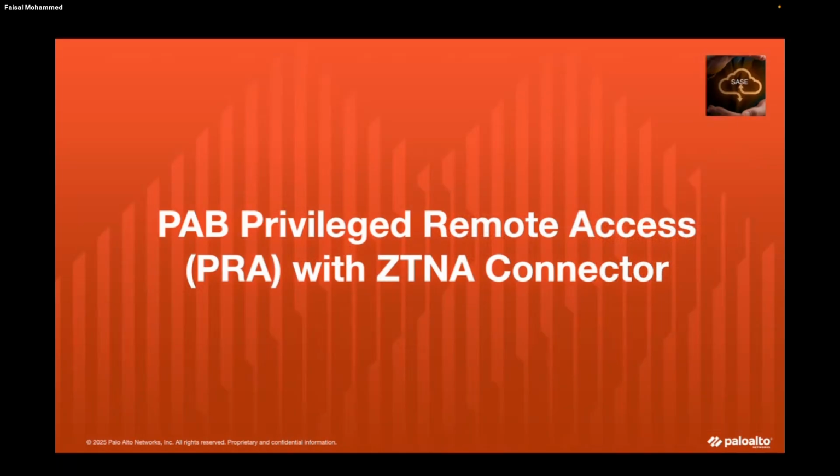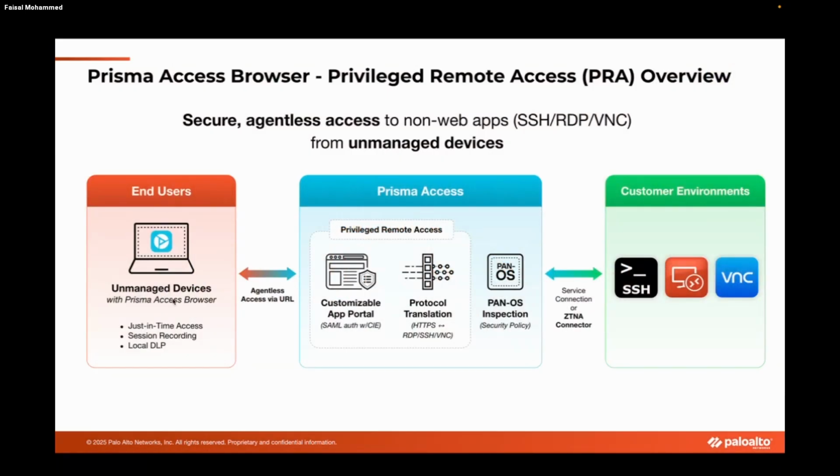And then the last topic for the day is Prisma Access Browser privileged remote access with ZTNA connector. PRA, in short, allows you to access non-web apps from Prisma Access Browser through the method by which the private apps are accessed from the Prisma Access Browser. It allows your users, especially users who don't have a GP client, who are unmanaged, or contractors, and who want to have agentless access.